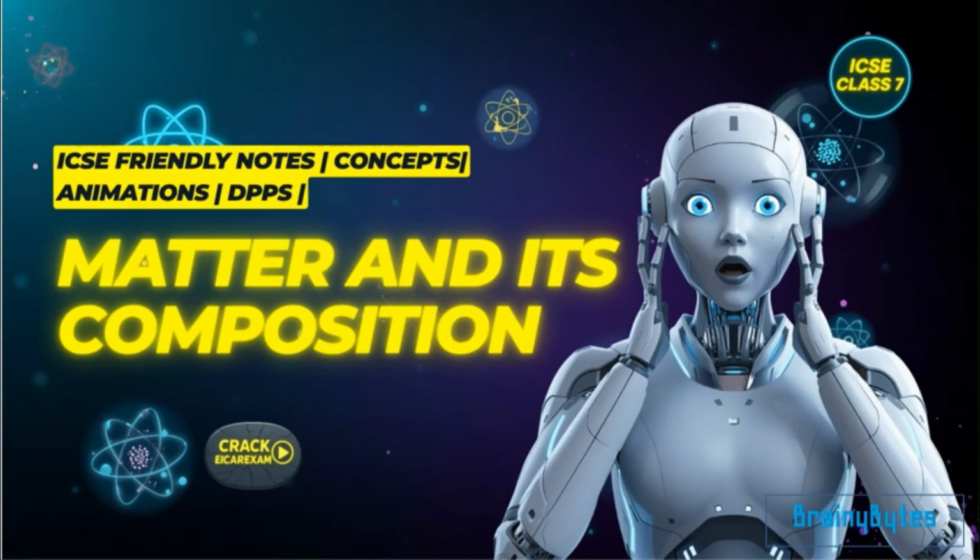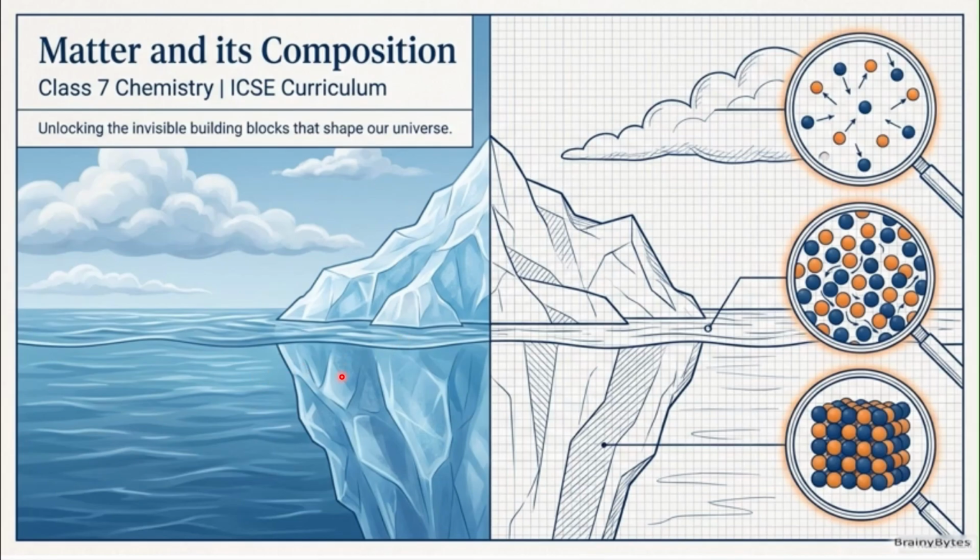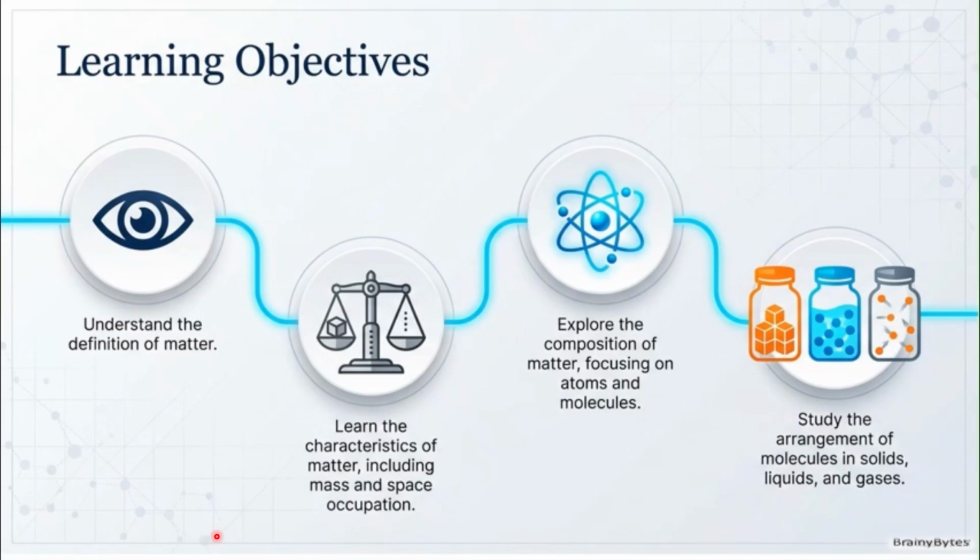This is your mentor, Noah, and in today's video, we will begin with Class 7 curriculum, Chemistry, Chapter 1, that is, Matter and its Composition, discovering the building blocks of everything around us. Yes, today we will unlock the invisible blocks that shape our universe. You see this slide? A perfect example of all three types of matter in one picture. With this, now let us take a look at the learning objectives.